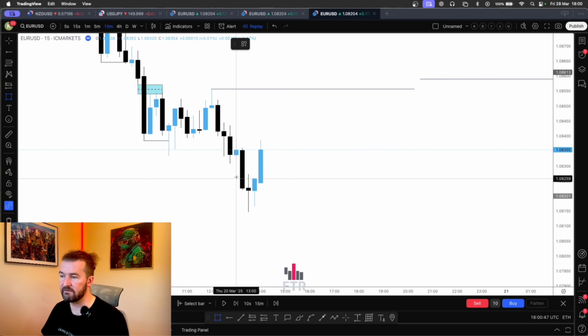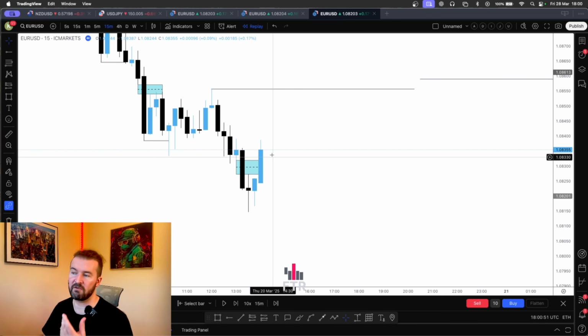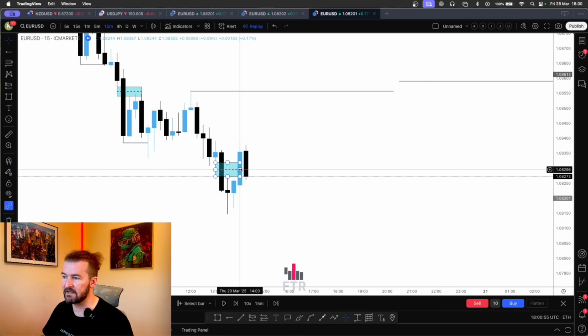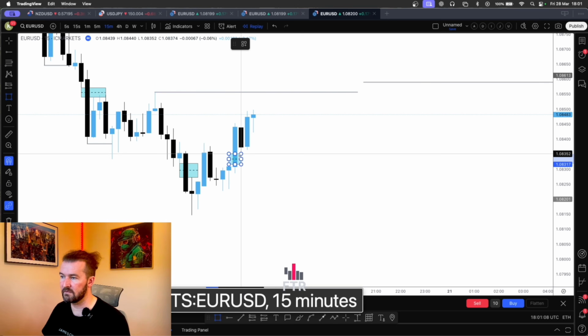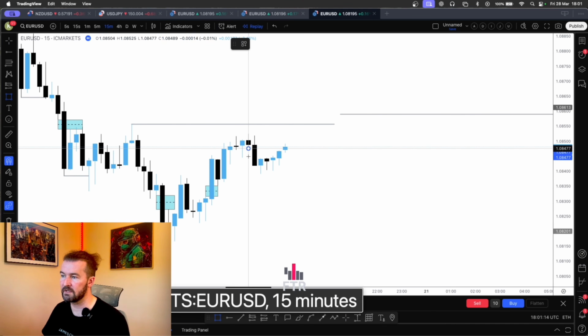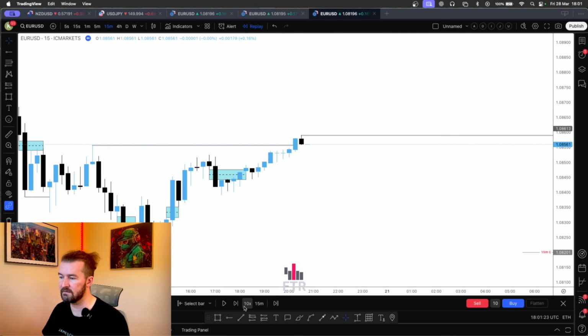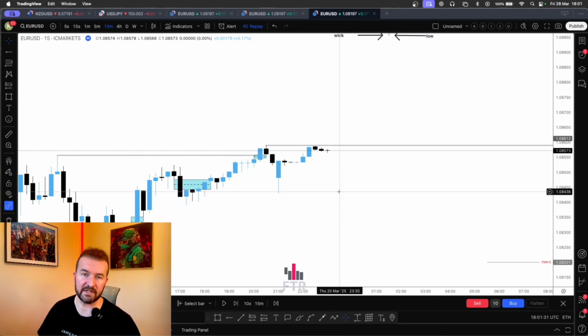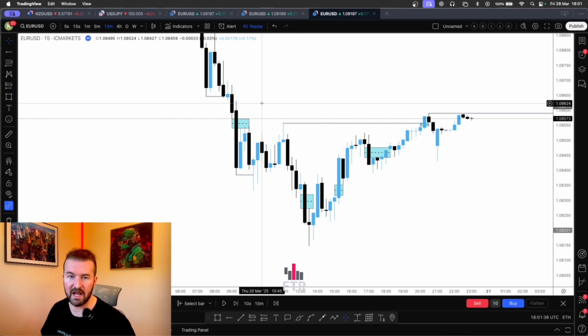Now we've been left with another imbalance right there, which got filled by this candle. Now there's another imbalance right here, okay, which has just been filled straight away. So that's been rebalanced. And then we got another imbalance right there. We got another one here, which has been refilled. And we'll leave it there because you get the point. So just looking at this, this is where the market imbalances are.